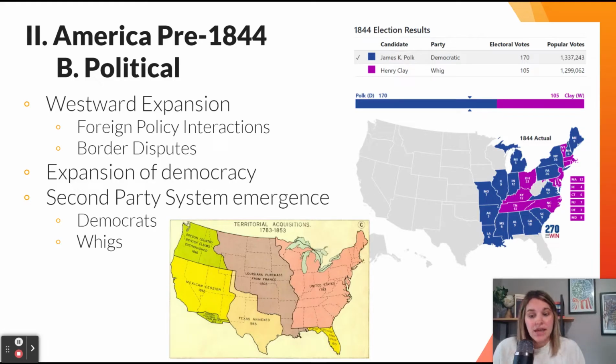We also see an expansion of democracy. In the period, there's going to be an increase in the number of voters and the number of people who are participating in the political process. However, this is going to be white males, so we're going to see universal white male suffrage occurring. Also, the second party system emerges. We see this period where there had just been one political party for a very long time disintegrate into two separate political parties, the Democrats and the Whigs.